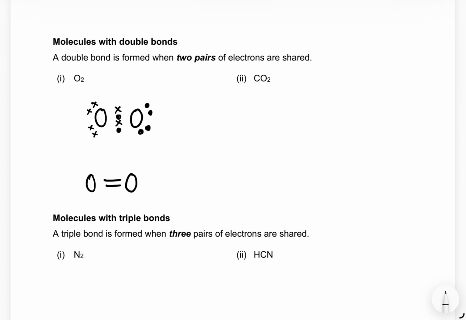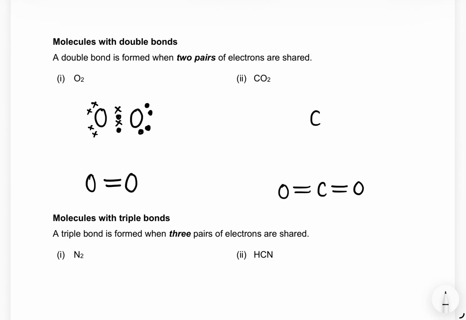When we think about CO2, carbon is in group 4. For carbon to get from 4 to 8, it needs to make 4 bonds. Oxygen is in group 6. For oxygen to get from 6 to 8, it needs to make 2 bonds. So the carbon must be in the middle, and it must have a double bond to each oxygen. This way, each oxygen gets 2 bonds and the carbon gets 4.